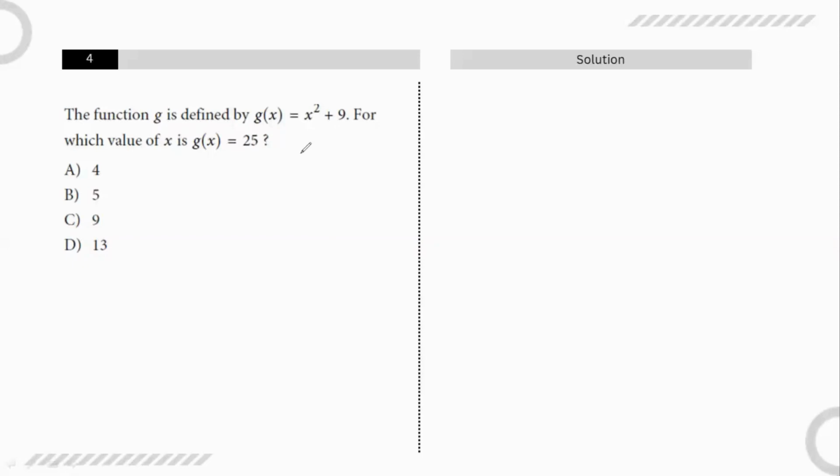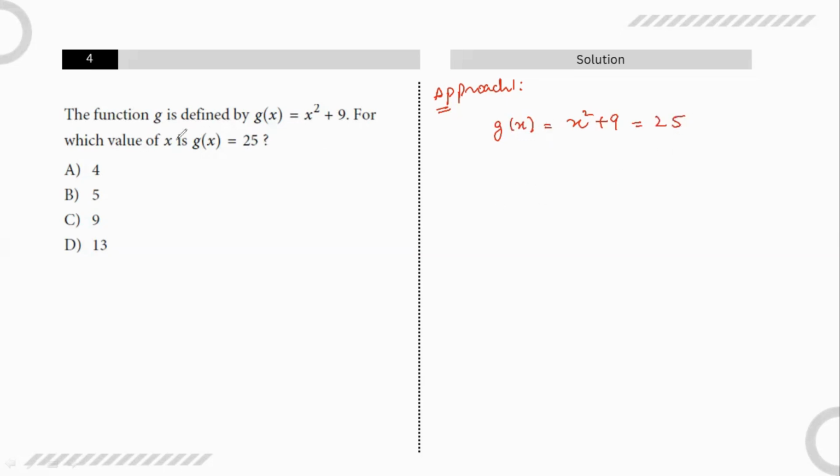Okay, now starting with the question. The question says the function g is defined by g(x) is equal to x squared plus 9. For which values of x is g(x) equal to 25? Right? We'll solve this question with respect to two approaches. Let's take approach one, and you should know both the approaches. Okay, what does the question say? That g(x) is x squared plus 9, and g(x) value is given as 25.